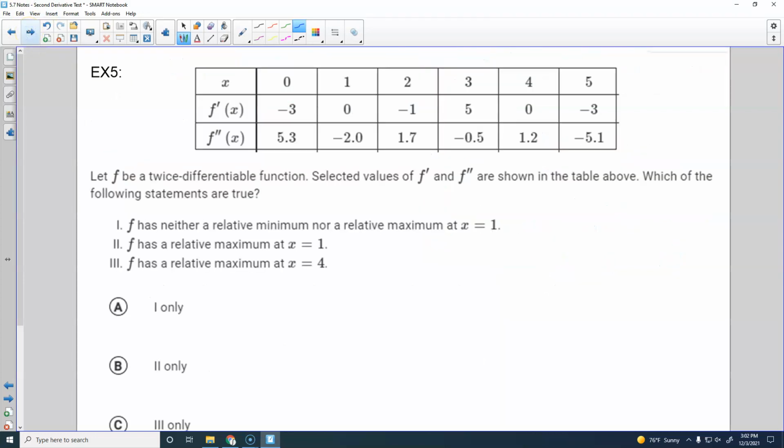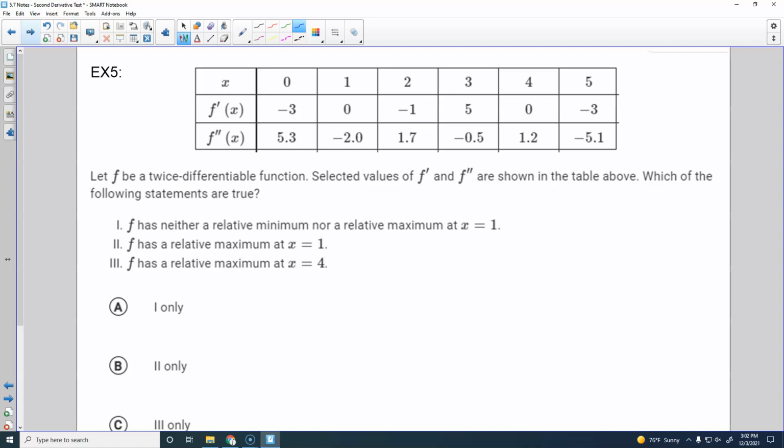Okay, here's another one. I like these. I do like these for second derivative because there's no math to do. Okay, so it gives you a chart. It wants to know which of the following statements are true. F has neither relative minimum or maximum at 1. It has a relative maximum at 1, a relative maximum at 4.